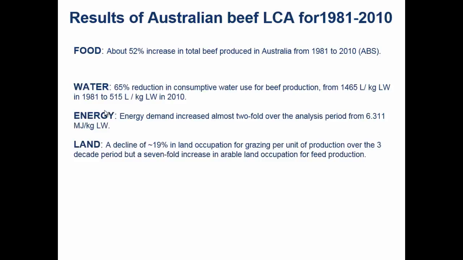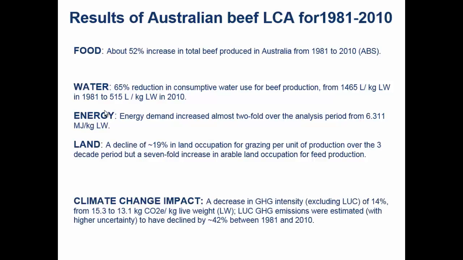So the amount of beef produced in Australia increased by about 50% over that period. And just in raw terms, there was a 65% reduction in consumptive water use per kilogram of live weight produced at the farm gate. Energy demand increased almost twofold over that period. And there was a decline in land use for grazing, so that's mostly non-arable land, and about a sevenfold increase in the arable land occupation for feed production. What do those numbers mean in terms of what we can learn about better managing our resources?